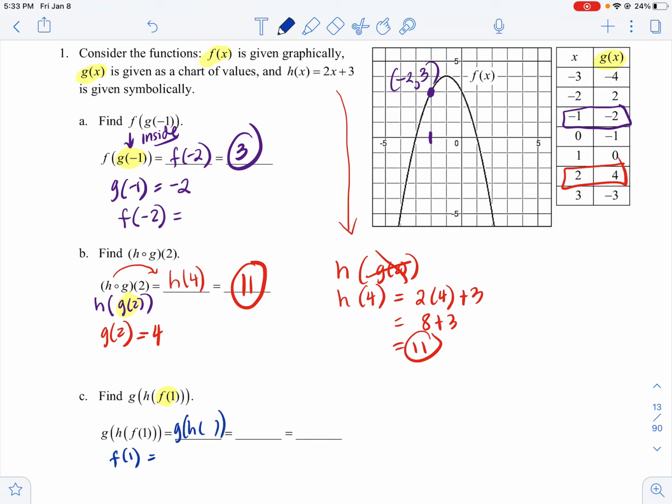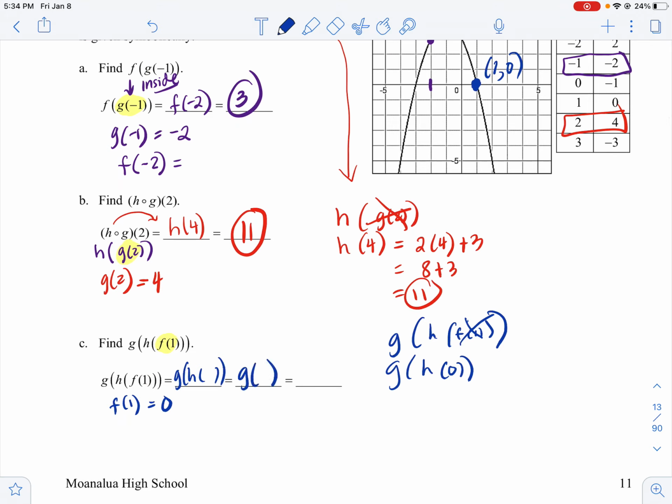Because I'm talking about f, meaning look for a point that has an x equal to 1. And what's the y of that point? The y of that point is 0. Right? We're talking about this point. So f of 1 is 0. So we are going to do g of h of f of 1, and we now know that f of 1 is 0. So this is now h of 0.